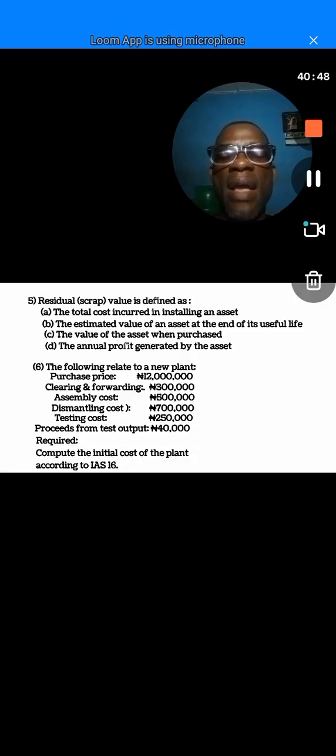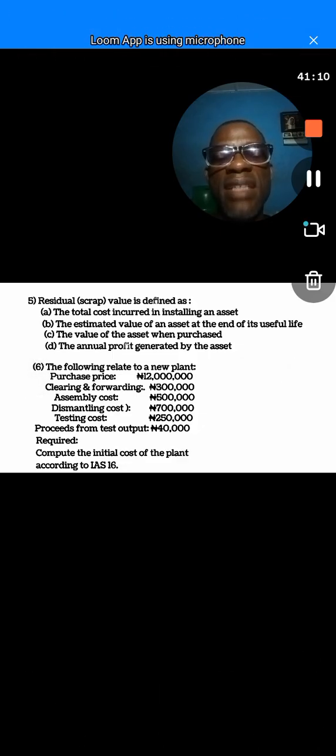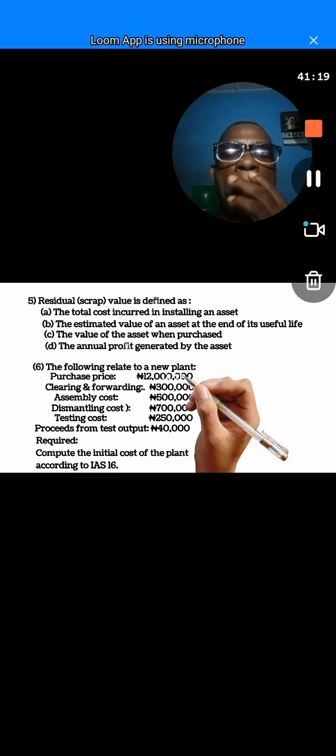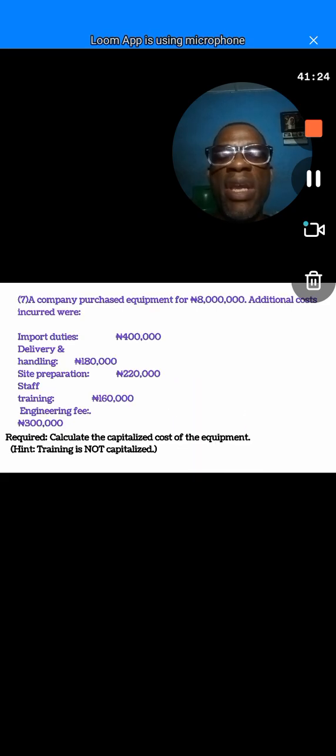So, in a nutshell, every other cost is a cost of the asset, but less 40,000, which is the value of the output produced during testing. And that is a question, so you compute that one and get the value right. This is a question from the cost of non-current assets. Now, we are going to take a look at the last question in this series.